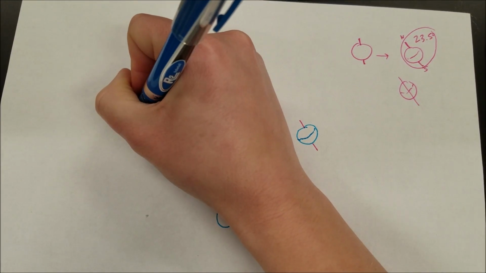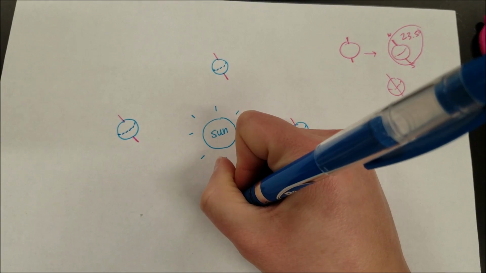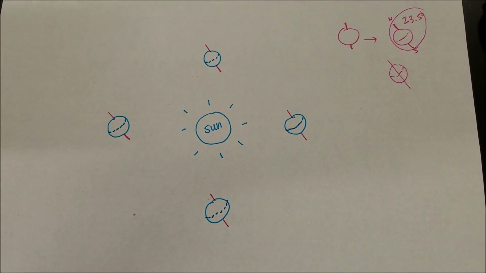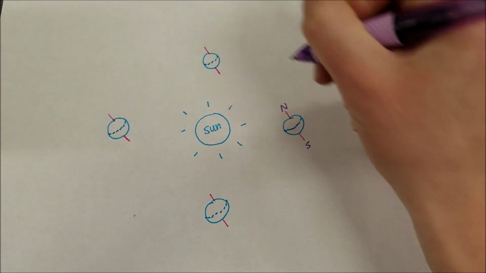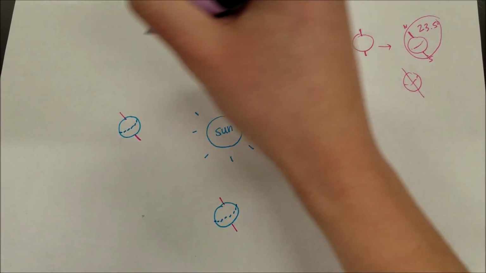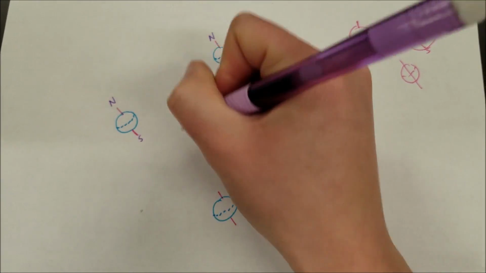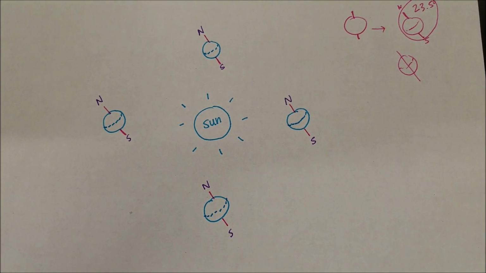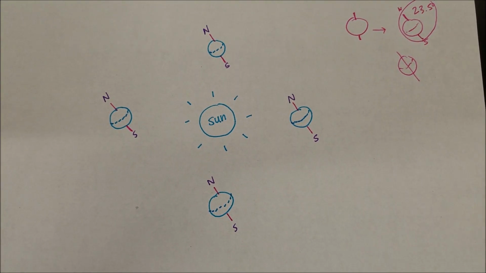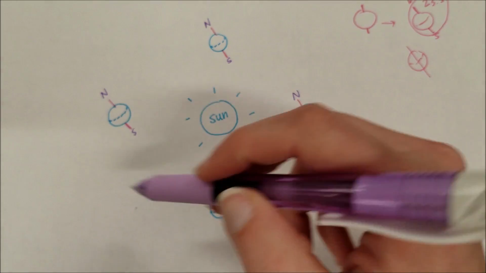Our next step is going to be to add an N and an S for the North and South Pole to separate the Northern Hemisphere from the Southern Hemisphere. If this isn't added on each one of these, this is a really good visual for seeing the tilt of each hemisphere. The final thing that we're going to have to add is our directional arrows to show the orbit.